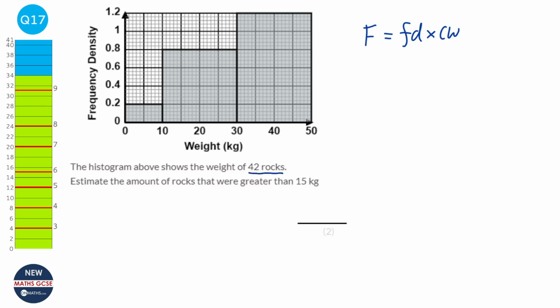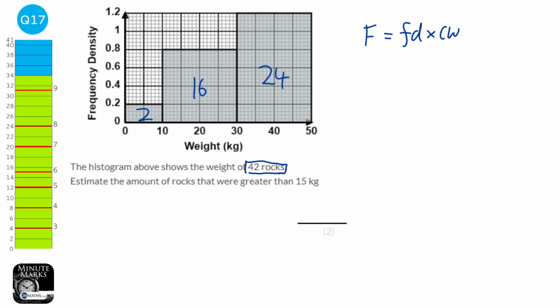So going through each of the groups, the first one is 0 to 10 and it has a frequency density of 0.2. So we're just going to do 0.2 times 10, which will be 2. The next one has a width of 20 and the frequency density goes up to 0.8. So 0.8 times 20 will be 16. And the last one is a class width of 20 and it goes up to 1.2. So we're going to say that that frequency is 24. So if you do 24 plus 16 plus 2, you actually do get to 42. So we know that that is frequency equals frequency density times class width.